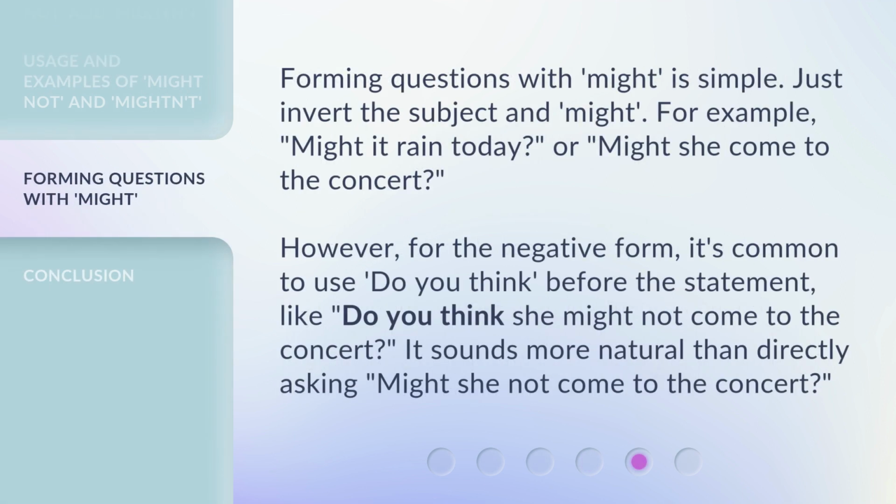Forming questions with might is simple. Just invert the subject and might. For example, "might it rain today?" Or, "might she come to the concert?" However, for the negative form, it's common to use "do you think" before the statement, like, "do you think she might not come to the concert?" It sounds more natural than directly asking, "might she not come to the concert?"